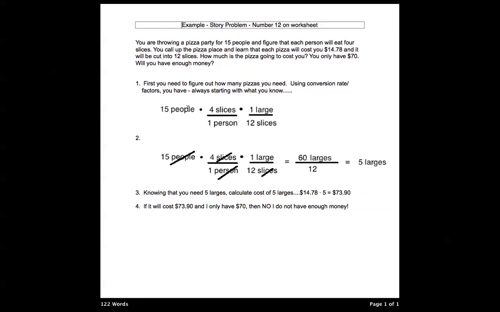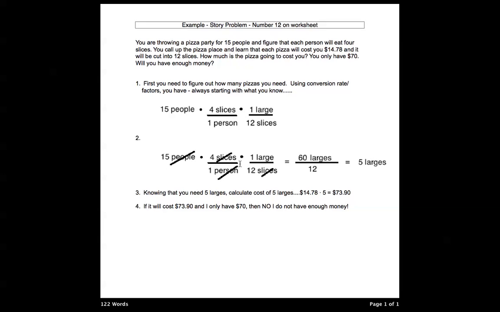Okay, so then the people are gone and I now have slices. I don't want slices, so I put slices on the bottom. What can I convert slices to? Well, I know that there are 12 slices in one large pizza. So my conversion looks something like this when I get it set up. In step number 2 here, I have gone through and crossed out your people, slices, slices, seeing that you are left with only the label of large. So that if I can calculate this, it will tell me how many larges I need.